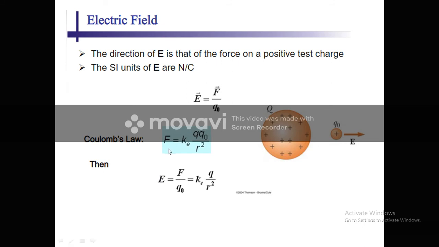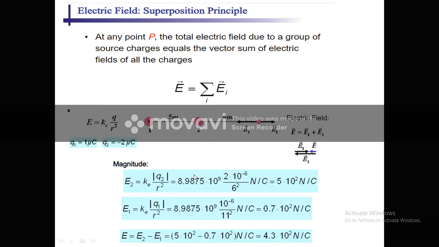Okay, according to Coulomb's law, F is equal to k q q naught over r square. Q is actually the source charge and q naught is the test charge. Okay, so the force experienced on a test charge is the electric field intensity. So replace the Coulomb's force over here, so we will get k q over r square, because the q naught will be cancelled out with this q naught.